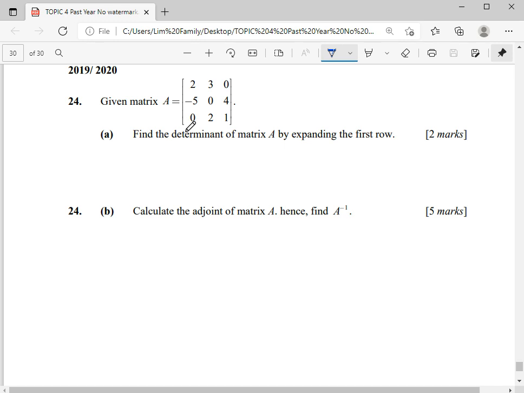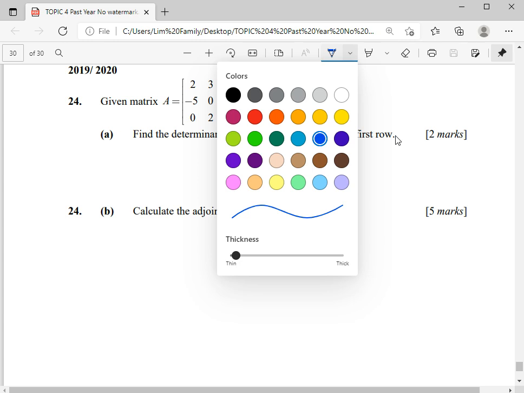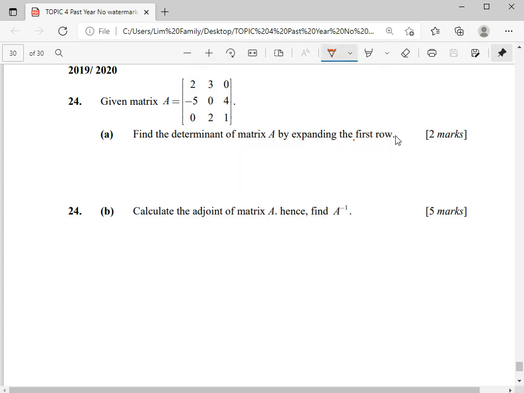When you want to find the determinant of A by expanding the first row, when it says first row, we have to follow the instruction. Sometimes they will ask you to expand by the first row, second row, or third row. There are 6 ways of doing that: expanding by first row, second row or third row, or maybe by first column, second column or third column. The working will be different, but the answer will still be the same.